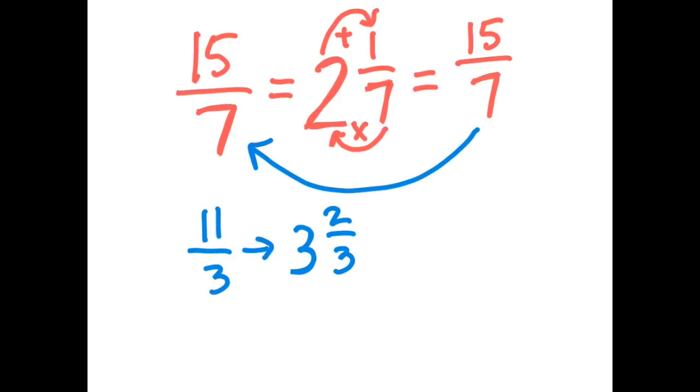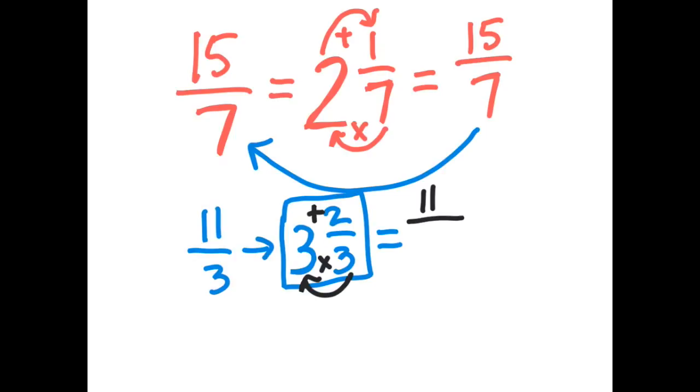But what if I'm just given 3 2/3 and I want to convert that to an improper fraction? All I do is I multiply 3 times 3, that gives me 9. So I'm multiplying 3 times 3, and then I add the 2. 9 plus 2 is 11, and I just put that all over my denominator, which is 11/3. And I get the same answer back.